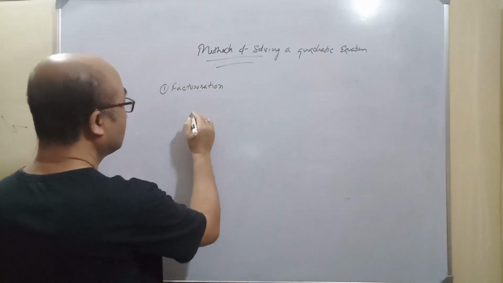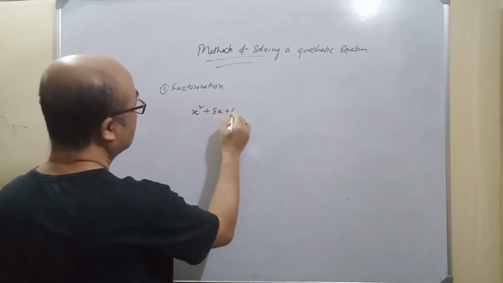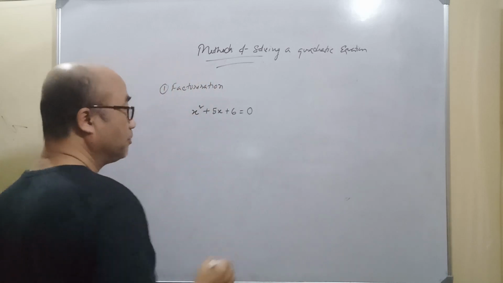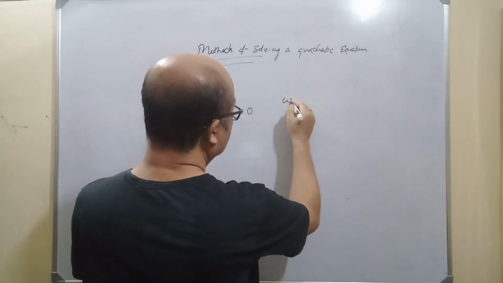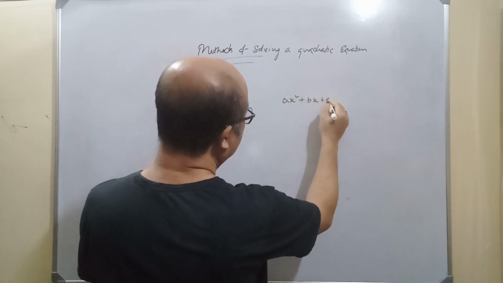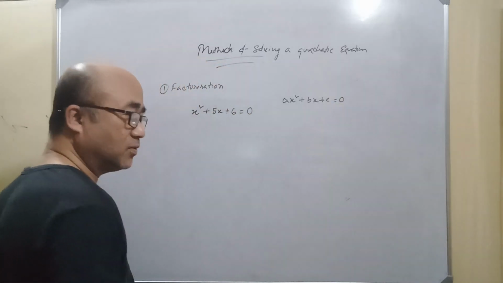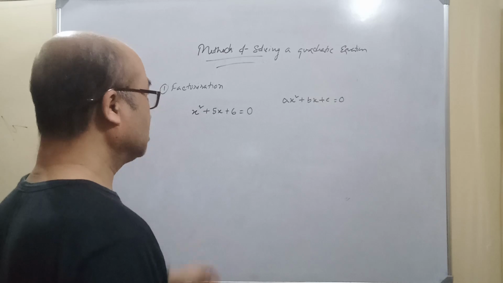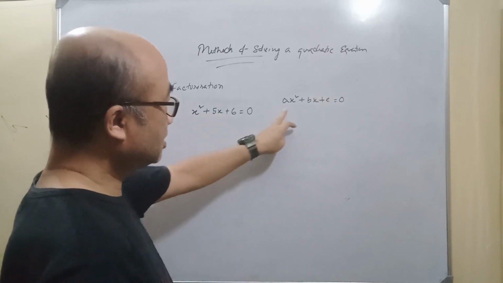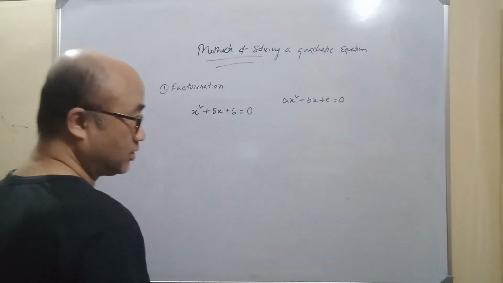So this is a quadratic equation in this form: x square plus bx plus c is equal to 0. This is the standard form of a quadratic equation, right? So this is a quadratic equation in the standard form, and we have to solve this by factorization.